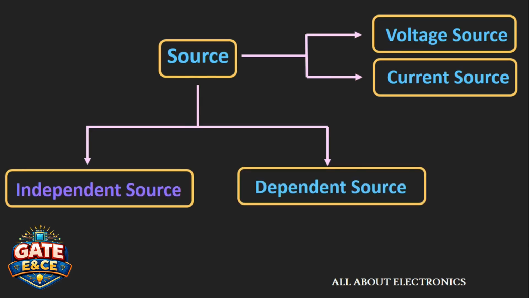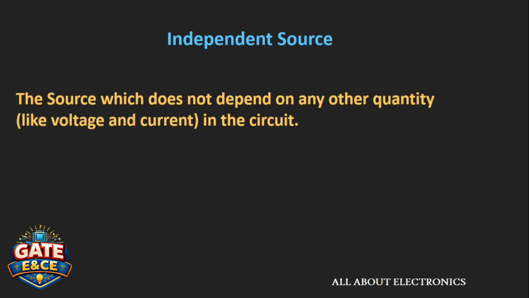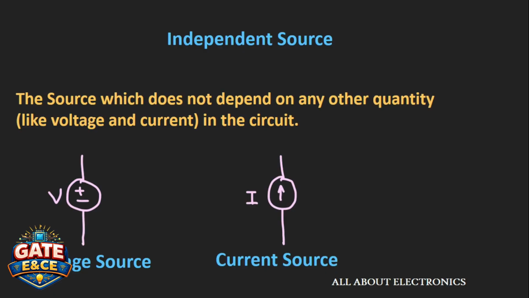Let's first see the independent sources. Independent sources are sources whose value does not depend on any other quantity in the circuit, like voltage and current. The independent voltage source can be represented by this symbol. Likewise, the independent current source can be represented by this symbol.